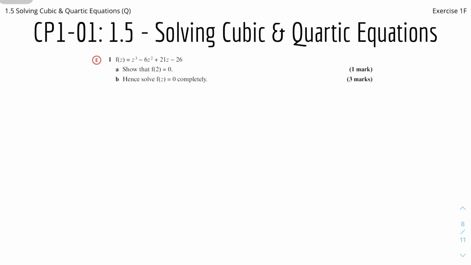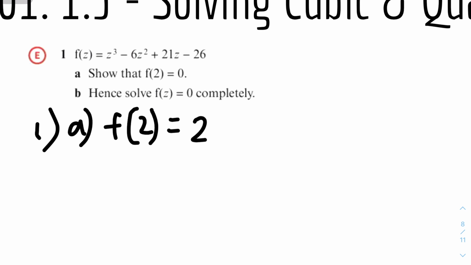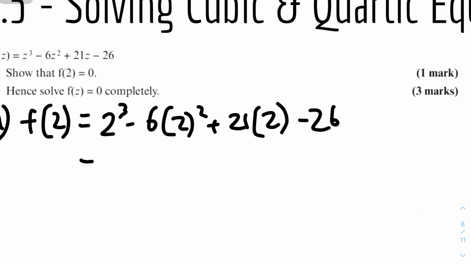So here's question 1. f of z is equal to z cubed minus 6z squared plus 21z minus 26. For part A, show that f of 2 equals 0. So what we do here is we just substitute z by 2 in the equation. So f of 2 will be equal to 2 cubed minus 6 times 2 squared plus 21 times 2 minus 26. And in theory, this should work out to 0, and therefore we can prove that it's equal to 0, like so.